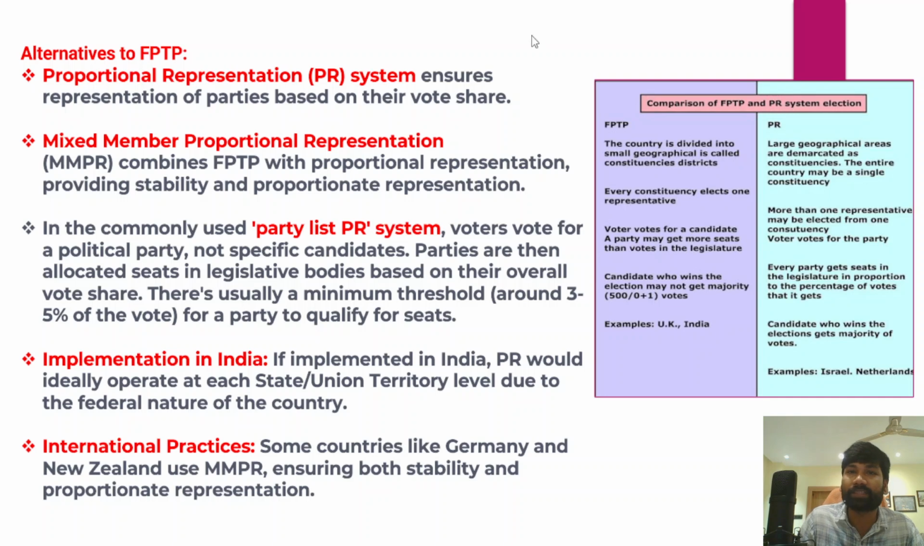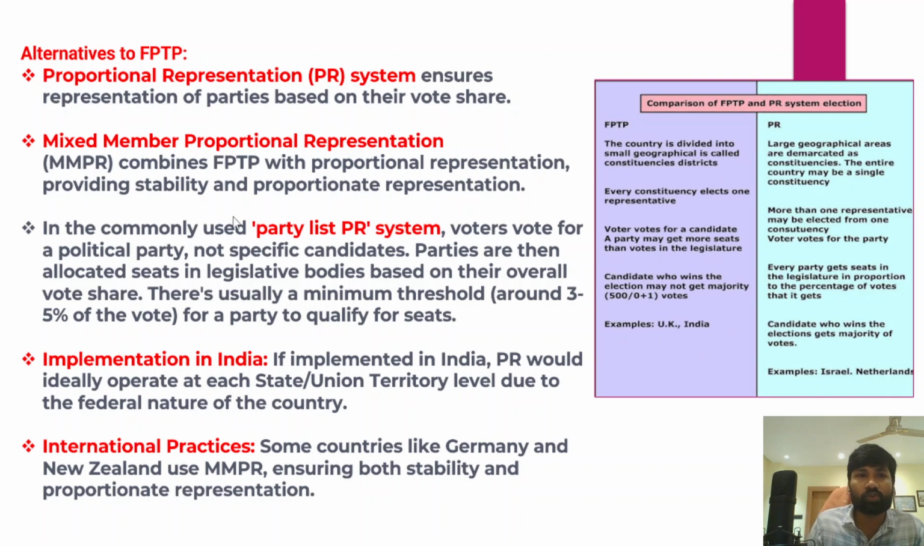It ensures the representation of parties based on the vote share. For example, imagine that in a parliament, if we have adopted this proportional representation, if BJP gets 38% of the total votes, then BJP would be given 38% of the seats in the parliament. And if Congress gets the very same 25 or 28% of these votes, Congress would also be given the same number of seats in the parliament, right? So that is how proportional representation actually works here.